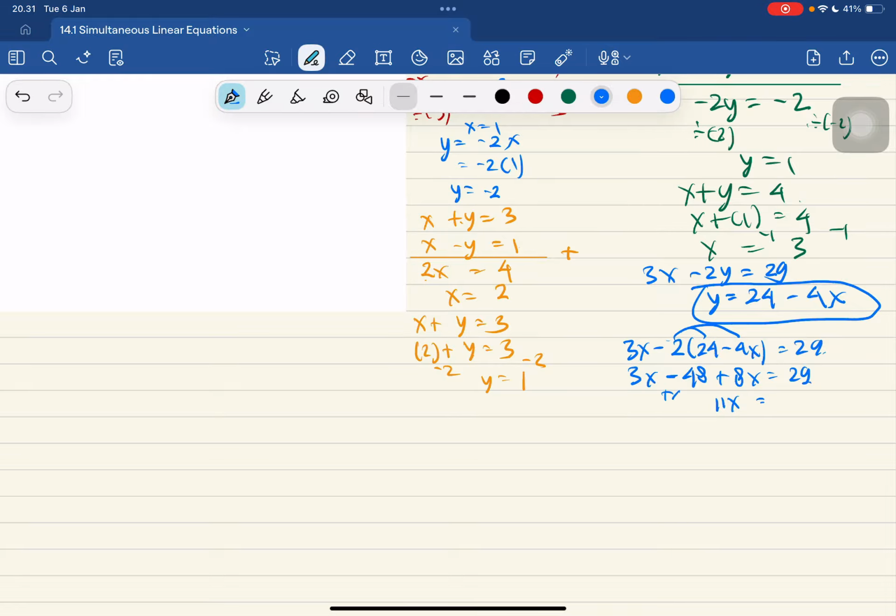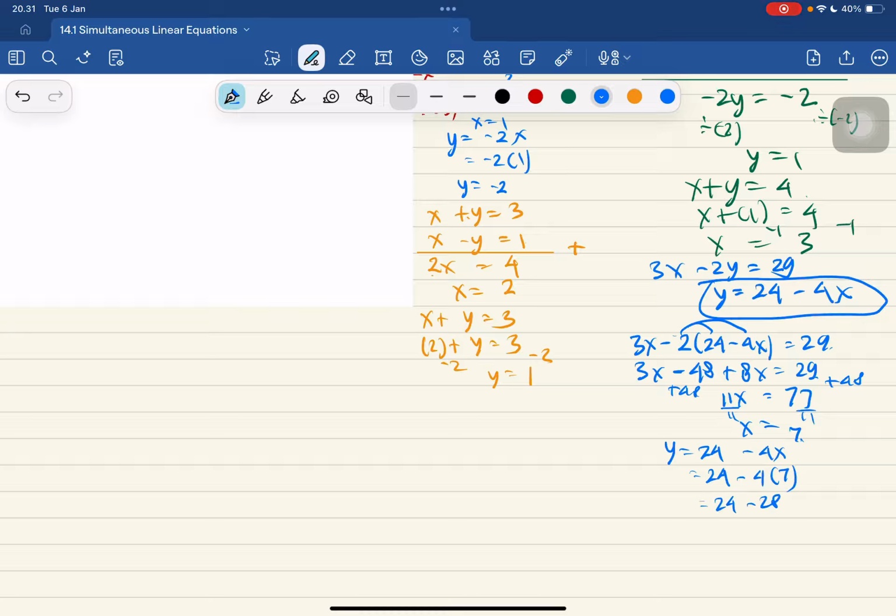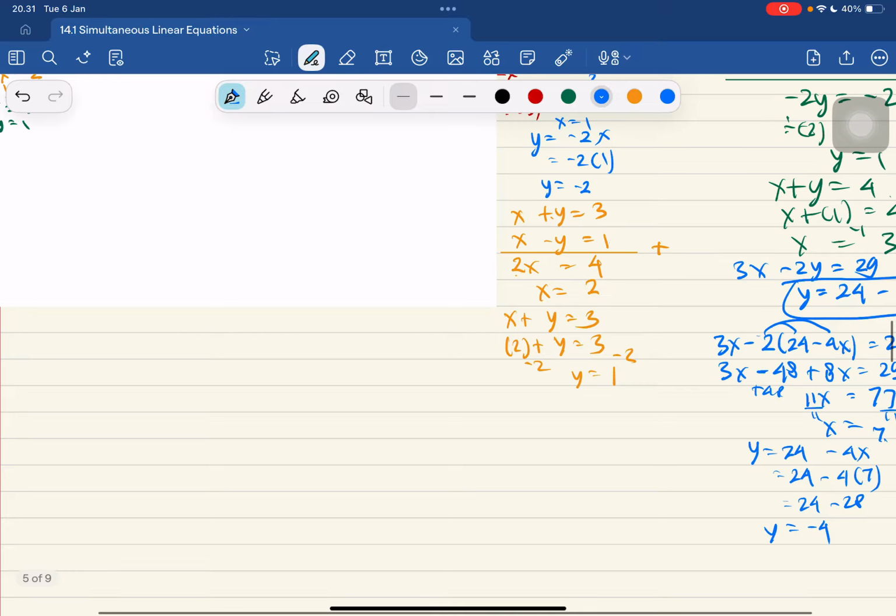Here we can add 48 to both sides to make it disappear. So 29 plus 48 is going to be 77. So we divide both sides by 11, so x equals 7. How about y? We substitute into this equation, y equals 24 minus 4x. So 24 minus 4 times 7, which is 24 minus 28, so y equals minus 4. Okay, we got it.